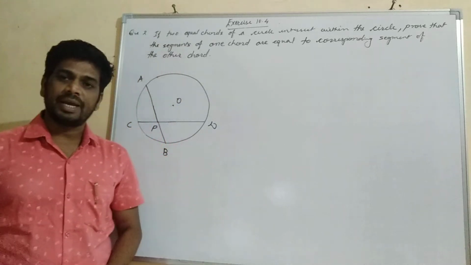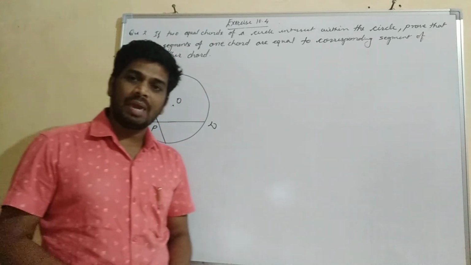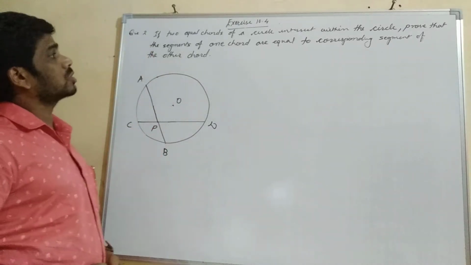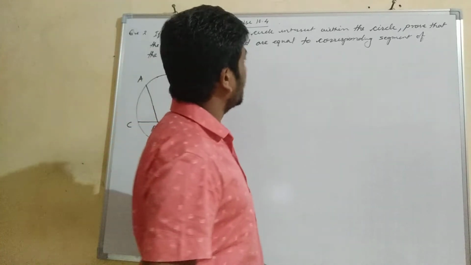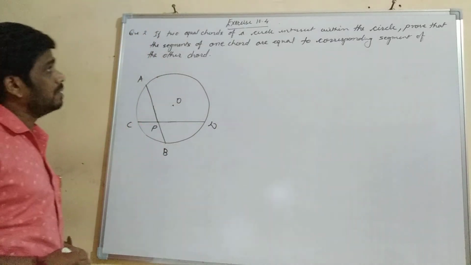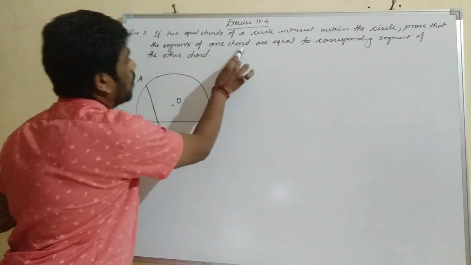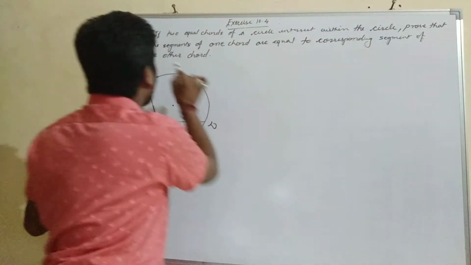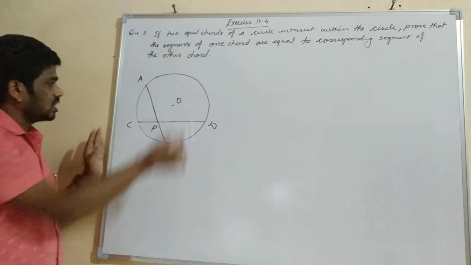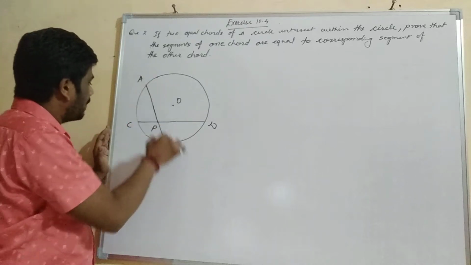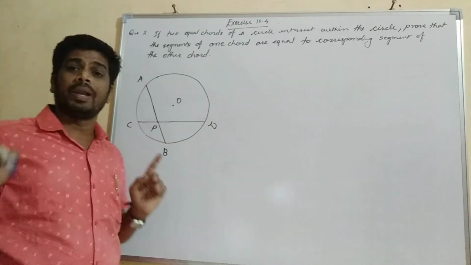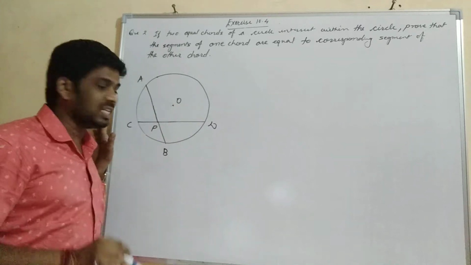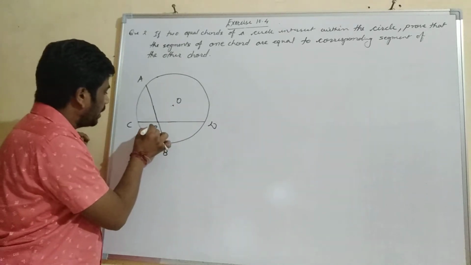Let us see the second question of the same exercise 10.4. Here, if two equal chords of a circle intersect within the circle, prove that the segments of one chord are equal to the corresponding segments of the other chord. So this is the circle, and AB and CD are the two equal chords. These are within the circle. They are intersecting at the point P.